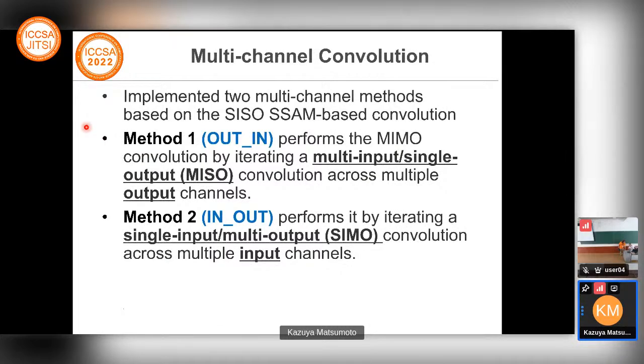We have designed two kinds of multi-channel methods based on the single-input, single-output software systolic array model-based convolution. We call the first method out-in, and the second method in-out. The out-in method performs the MIMO convolution by iterating a multi-input single-output convolution across multiple output channels. The in-out method performs the MIMO convolution by iterating a single-input single-output convolution across multiple input channels.